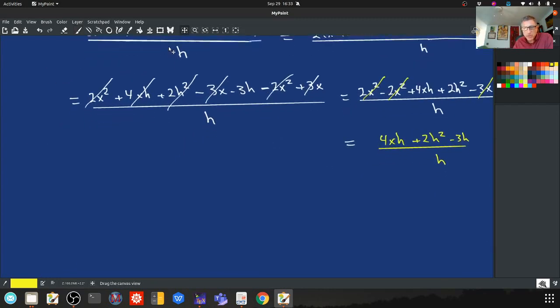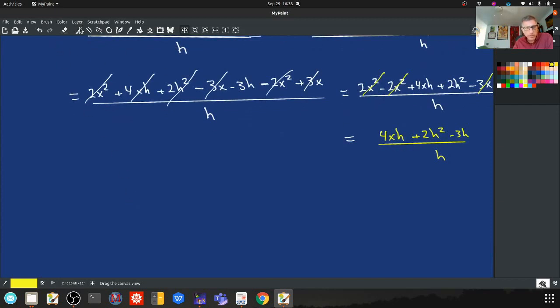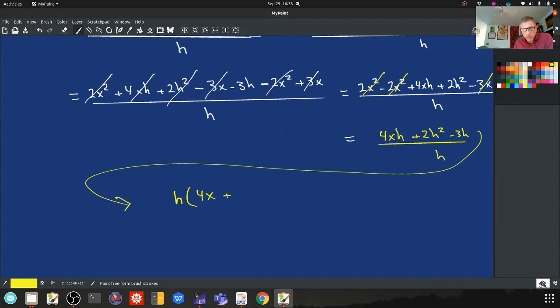And now I'm going to bring it over here. I want to pull out the greatest common factor. Here every term has a factor of an h. So I'm going to pull out an h. 4xh divided by h is 4x, plus 2h squared divided by h is 2h, and minus 3h divided by h is minus 3.